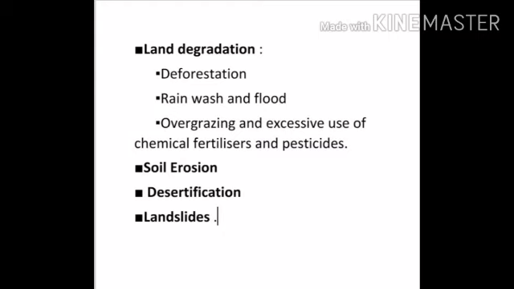And the next, soil erosion. Soil erosion occurs when soil and rock particles are carried away by wind, water, or ice and are deposited in another location. And soil depletion, which affects the quality and fertility of the soil, takes place when the nutrients in soil are removed and are not replaced. And the next, desertification. Desertification can be caused due to removal of natural vegetation and trees. And next, landslide, we will discuss after.